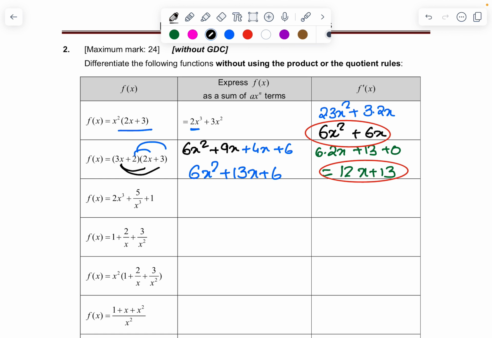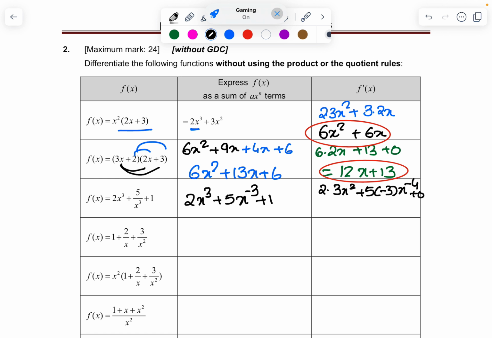Now first write in the standard form: 2x to the power of 3 plus 5x to the power of negative 3 plus 1. So answer is going to be 2 times 3x to the power of 2 plus 5 times negative 3 times x to the power of negative 4 plus 0. So my final answer is going to be 6x square minus 15x to the power of negative 4.